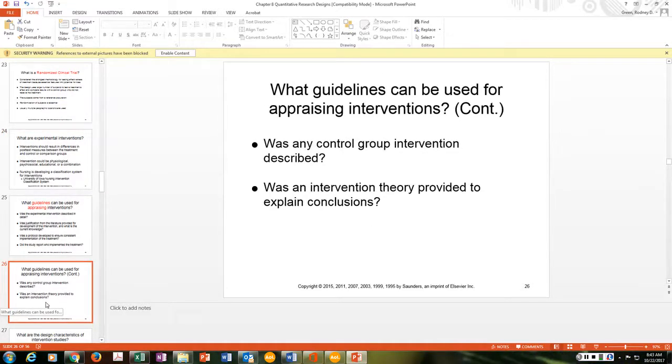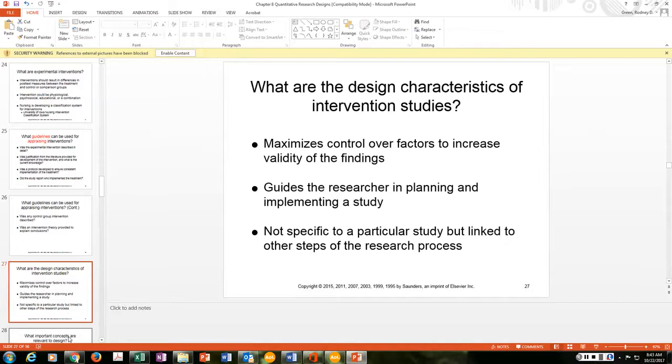What guidelines can be used for appraising interventions? Ask, was any control group intervention described? Was an intervention theory provided to explain conclusions? The characteristics of intervention studies: they maximize control over factors to increase the validity of the findings. It guides the researcher in planning and implementing a study, and it's not specific to a particular study but linked to other steps of the research process.